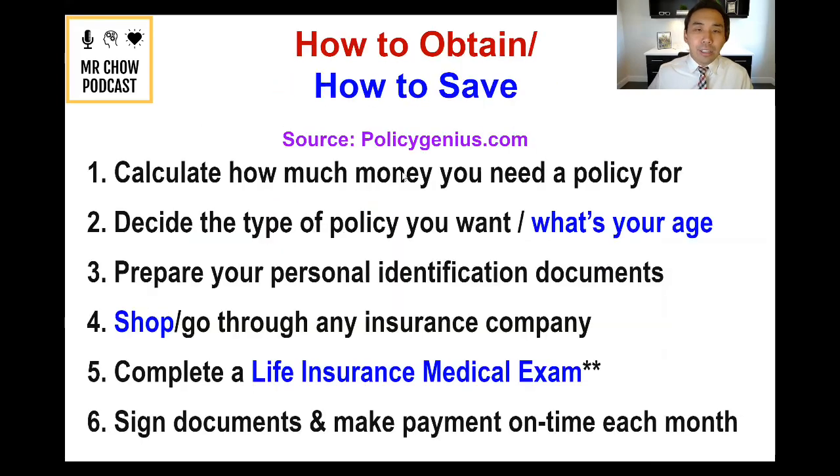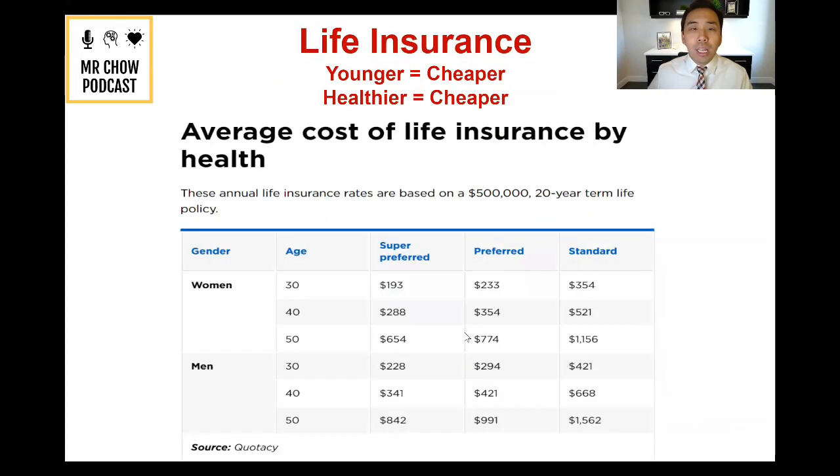Going back to that medical exam. When you're done with the medical exam, they'll tell you if you're super preferred, standard, or less. There are different categories per insurance company, and they'll rank you in a certain category. Take a look. If you're 30 years old and you're super preferred, which means you're super healthy, it's $228 per year, I think. Yep, annual. So it's $228 per year for 20 years for $500,000.